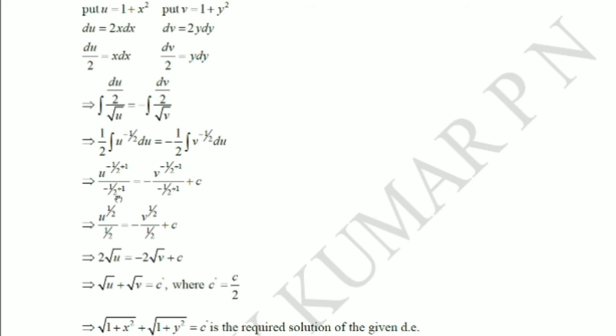Is equal to minus v to the power of minus half plus 1 divided by minus half plus 1, plus integration constant c. But your minus half plus 1 is half. So you will get u to the power of half divided by half is equal to minus v to the power of half divided by half plus integration constant c. But you know that u to the power of half is square root of u. Send this 1 by 2 to the numerator, that becomes 2. 2 into square root of u is equal to minus 2 into square root of v plus integration constant c.